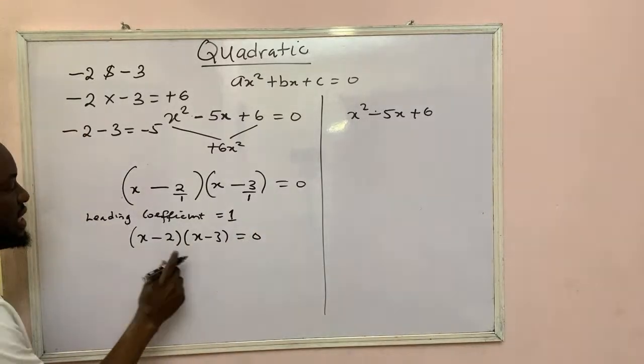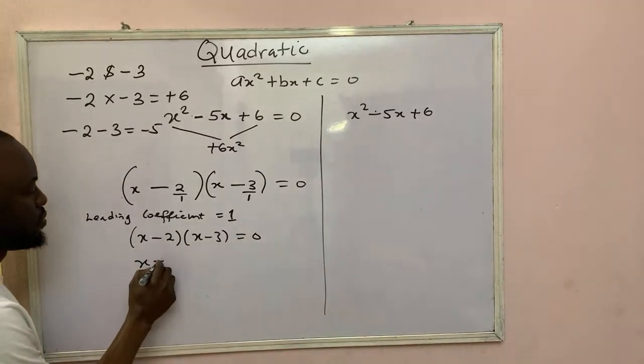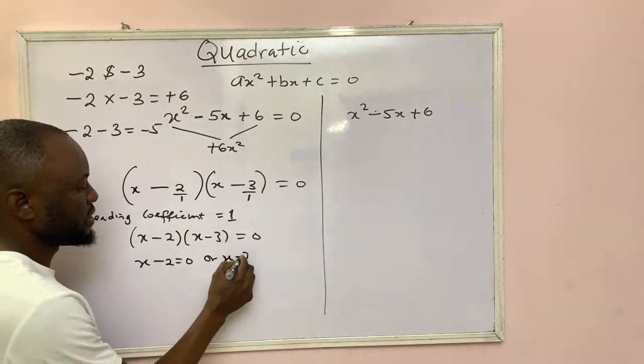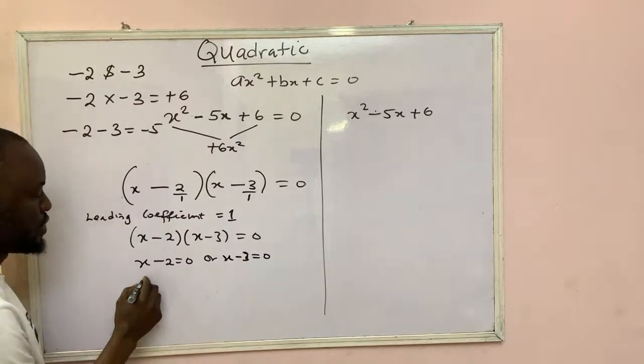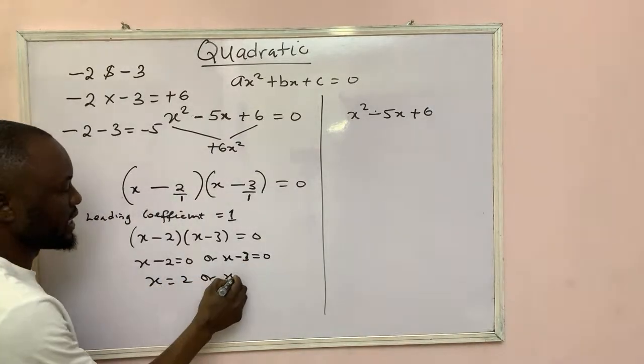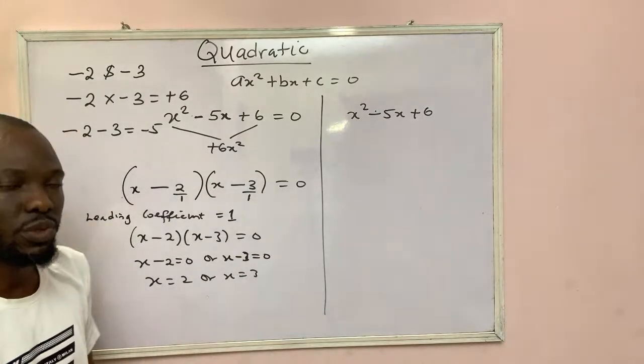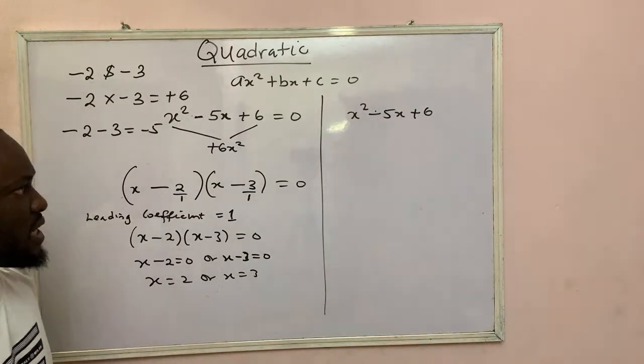So finally, my x minus 2 will be equal to 0, or x minus 3 is equal to 0. So x is 2 or x is 3. So these are the roots of my equation. I hope that is clear.